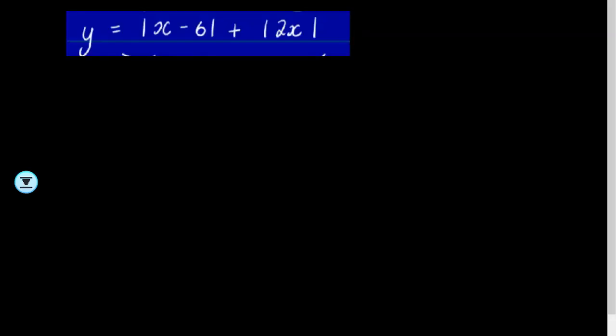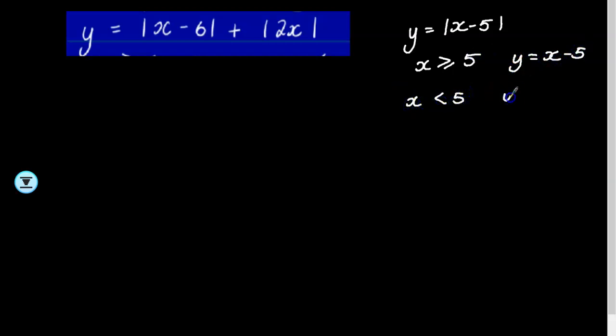So we just looked at y equals the modulus of x take 5, and we split it up into the 2 functions. When x is greater than 5, that would just be x minus 5, and when x is less than 5, you pop the minus in front, so that's going to be minus x plus 5. Were you happy with that?